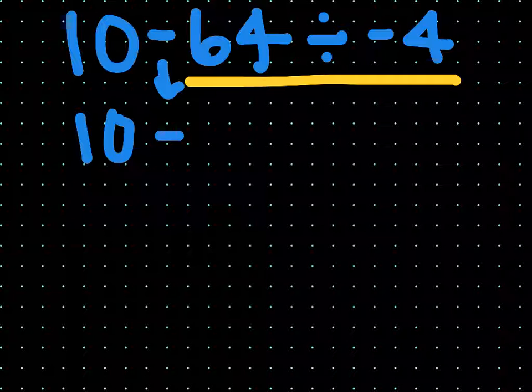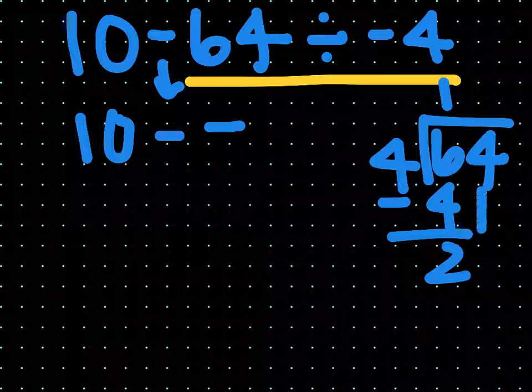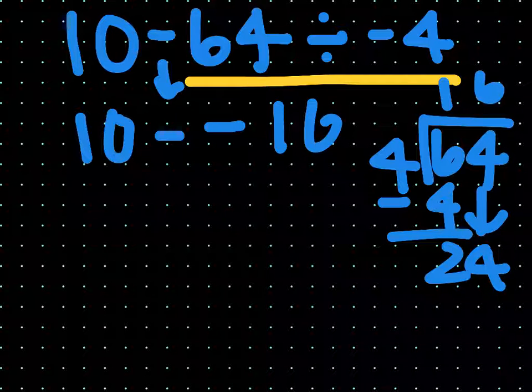They have different signs, so we know that the answer is going to be negative. So put our negative sign there, and we have 64. We do a little division. 6 minus 4 is 2. 4, 16.